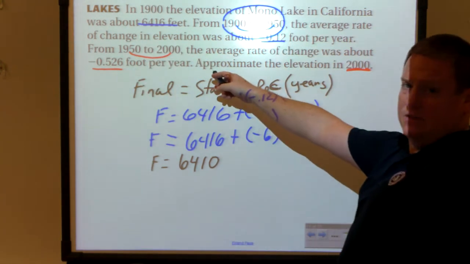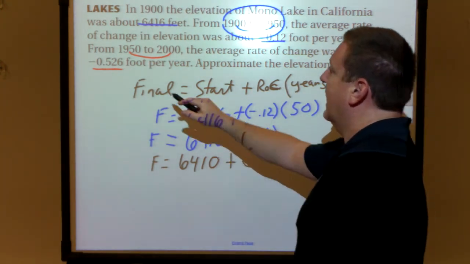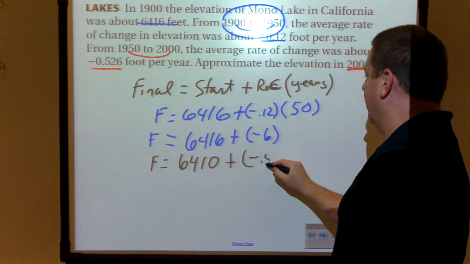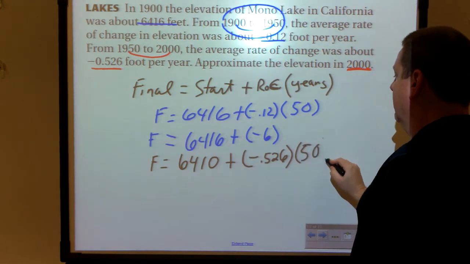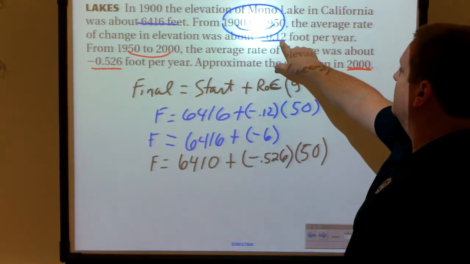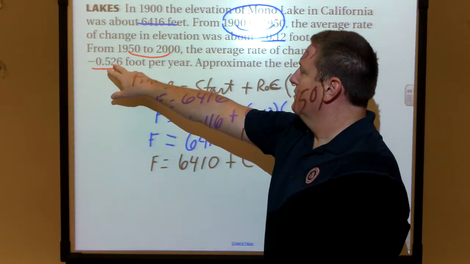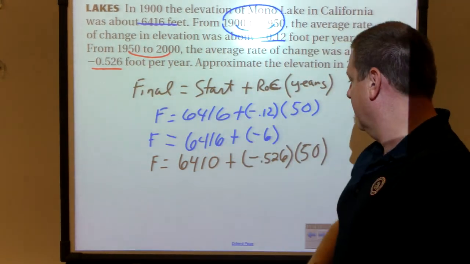Now I have to go for the next 50 years, so I have to repeat this again. The difference being I have a new rate of change. So it's negative 0.526, and that's going to be for the duration of 50 years also. It was changing slower over the first half of the century than it was over the second half of the century. In fact, it's more than twice as quick of a change in the second half.